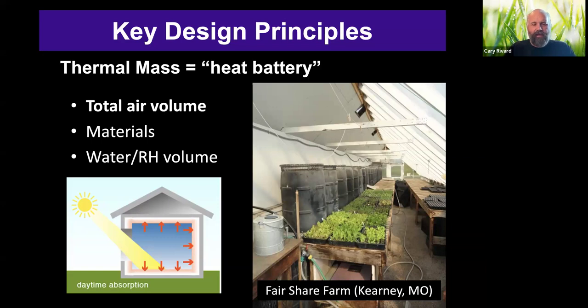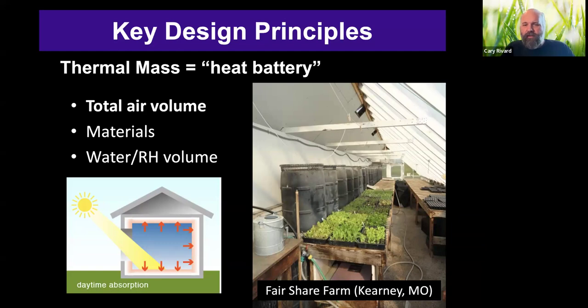As that greenhouse heats up during the day, the larger the air volume is, the slower it's going to heat up, right? And then at night, the opposite is the case. The larger the air volume is, the slower it's going to cool back off. So this becomes really important, especially when you're talking about winter growing and also summertime growing, because a really difficult thing to do in the Midwest is to keep greenhouses cool during the summer.